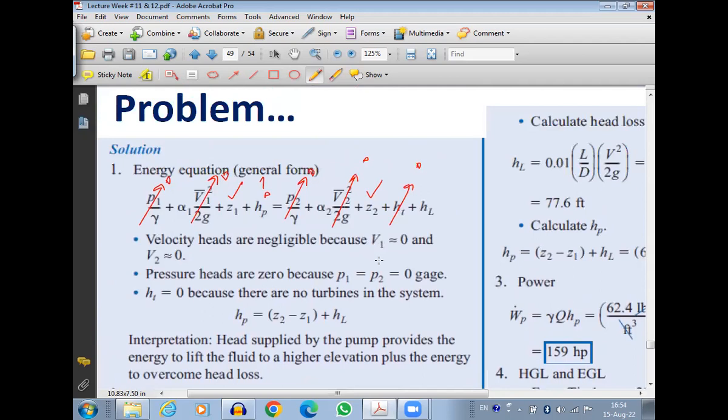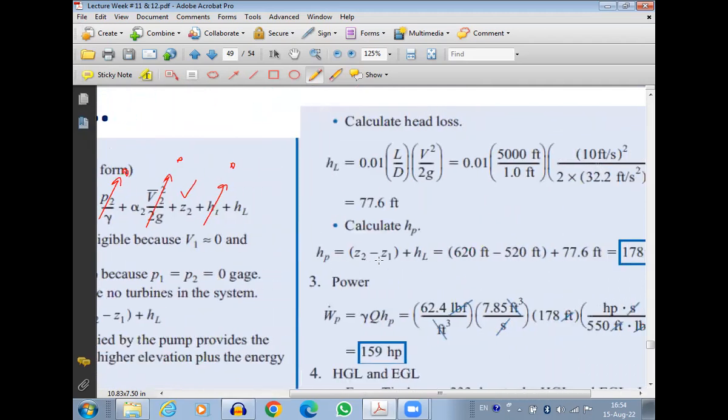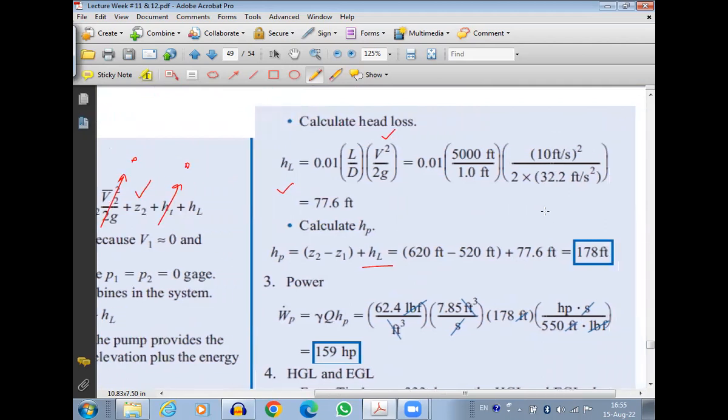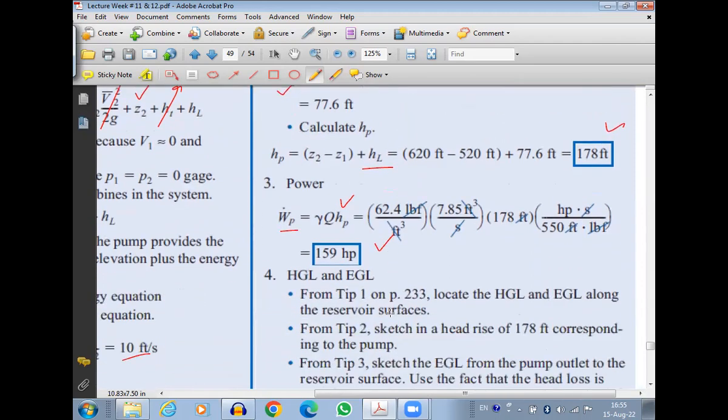So now we can use the value of velocity in the formula for HL given in the question to find out HL. And once we know HL, we can substitute it into the main equation to find out HP. So this will be the pump head. And then if we know the pump head, we can use it in the formula for power to find out the pump power. The pump power comes out to be 159 horsepower.